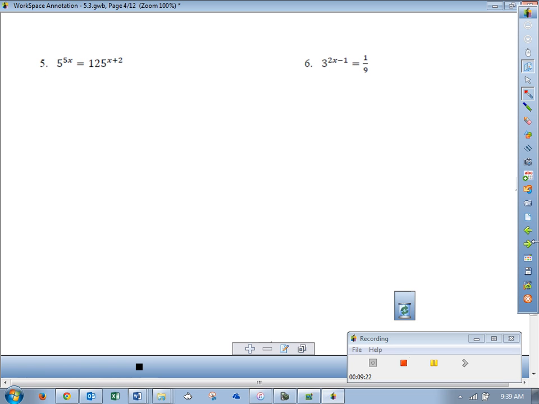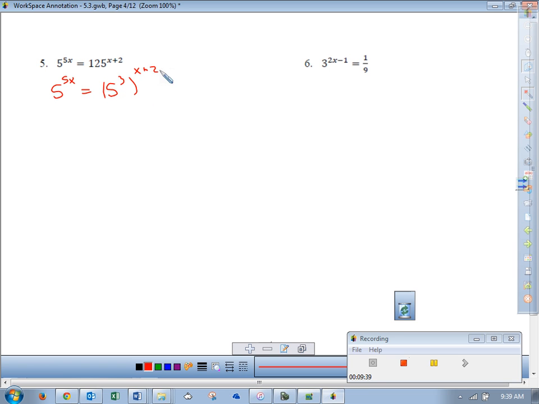Can these be rewritten as the same base? Yes. Base 5. What's 125 rewritten as base 5? 5 to what power? 5 to the 3rd. And that's still got to be raised to the x plus 2 power. Then you distribute the 3 to each one of those. So that's 5 to the 3x plus 6.